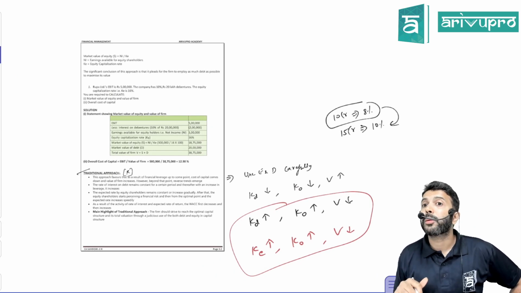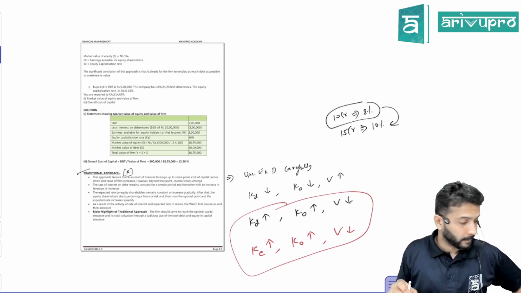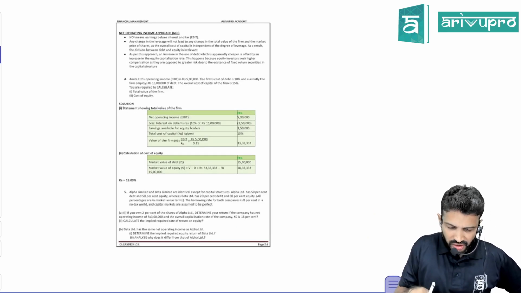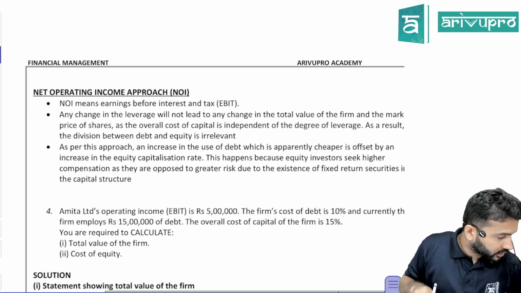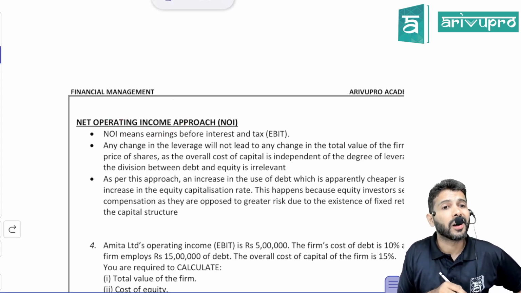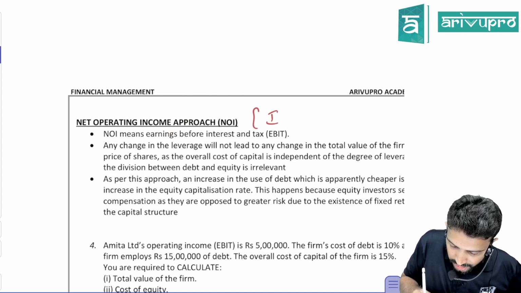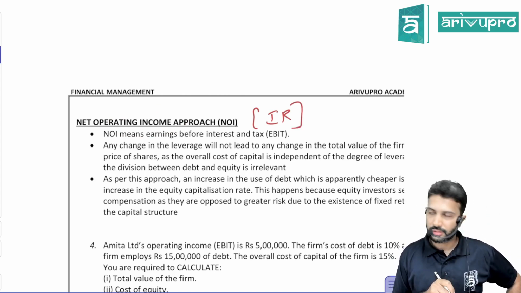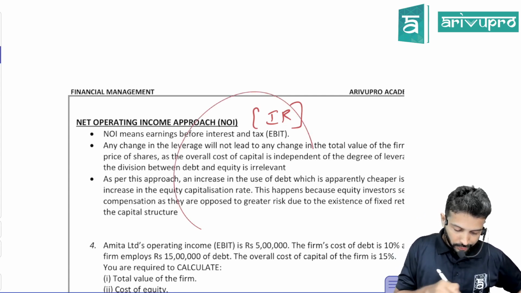But did you get an idea about this now? Can I move on to the next one, sir? Yes, sir. Okay. Sir, next is the net operating income approach, which comes under the relevance or irrelevance theory. Irrelevance theory. Now, listen to this.